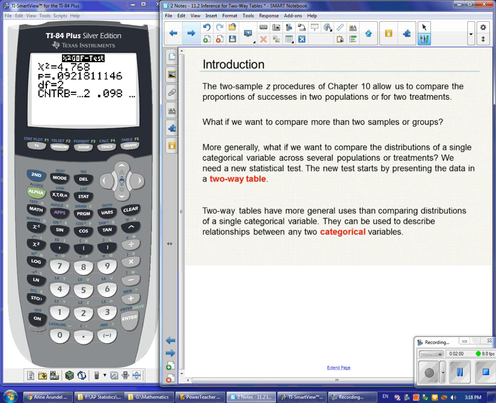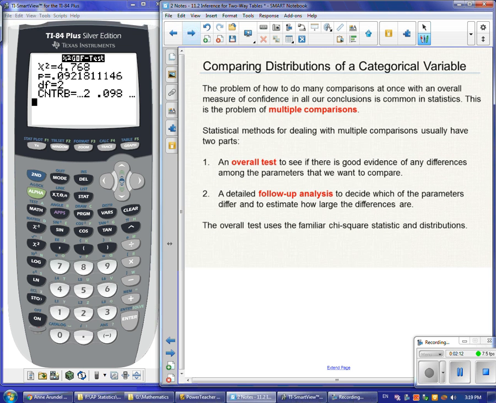And the test starts by presenting the data in, like I said, a two-way table. Two-way tables have more general uses than comparing distributions of a single categorical variable. They can also be used to describe relationships between any two categorical variables. So the problem of how to do many comparisons at once with an overall measure of confidence in our conclusions is common in statistics. This is the problem of multiple comparisons.